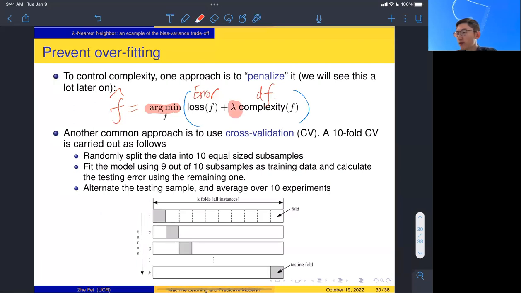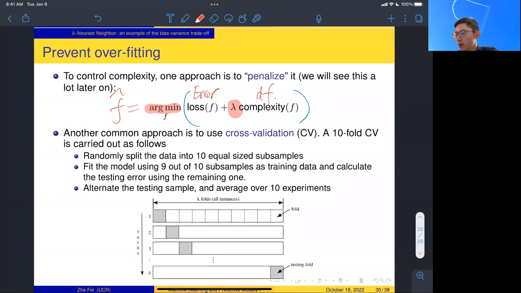And further, for this lambda parameter, it basically controls how much penalization we want to impose here. So larger lambda means we want to penalize more of the complexity. And for lambda equal to 0, that simply means we do not penalize the complexity at all. So that's the general formula we want to introduce.